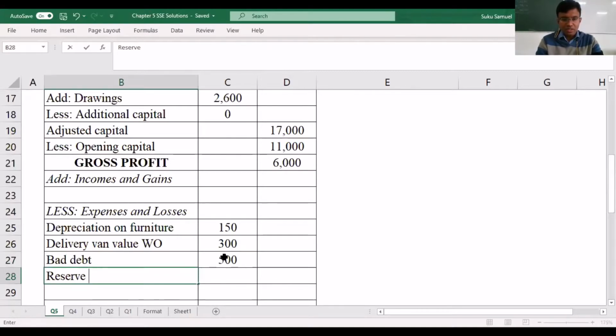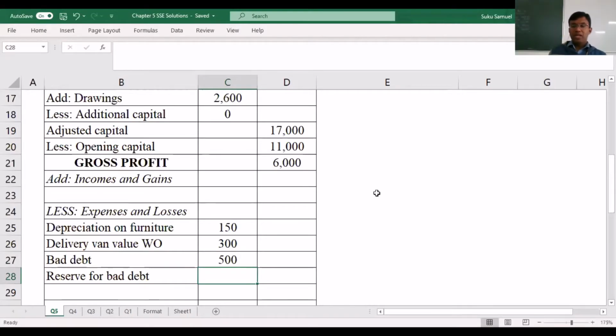Then they've asked us to create a reserve, and the reserve for bad debt you will have to create at, sorry, 5%. But 5% of what? 5% of the value of debtor. Now, how much is debtor? Debtor is 10,500 minus 500. So why is it 10,500 minus 500?